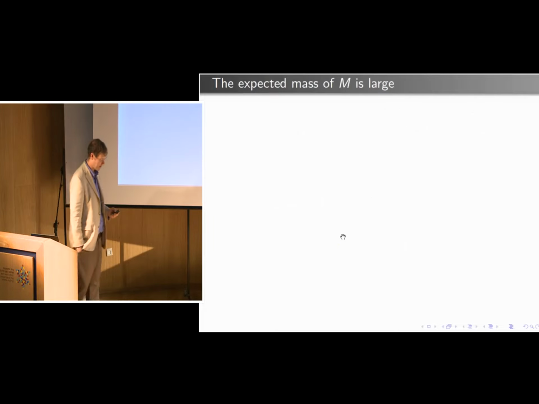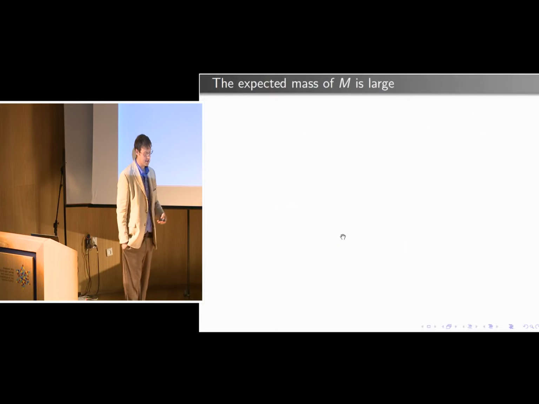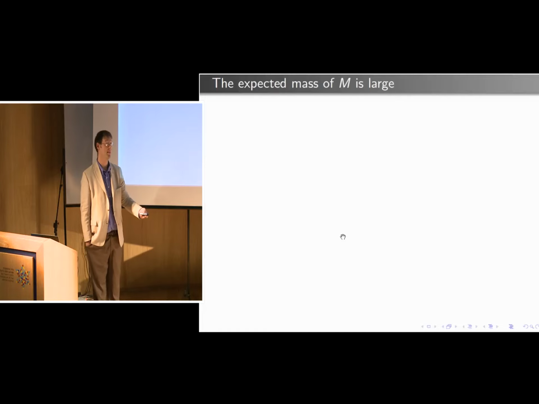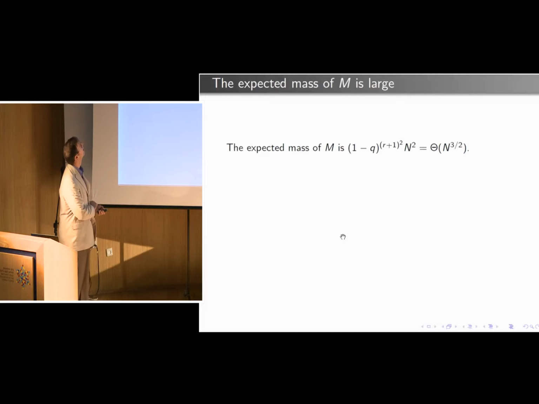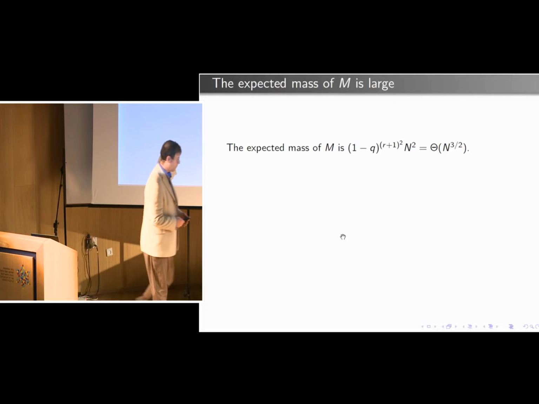So there are 2 parts to this proof. The first is to look at how big we'd expect the mass of this matrix to be. So how many 1 entries will there be? There's a very simple way to compute the expected mass of this matrix.